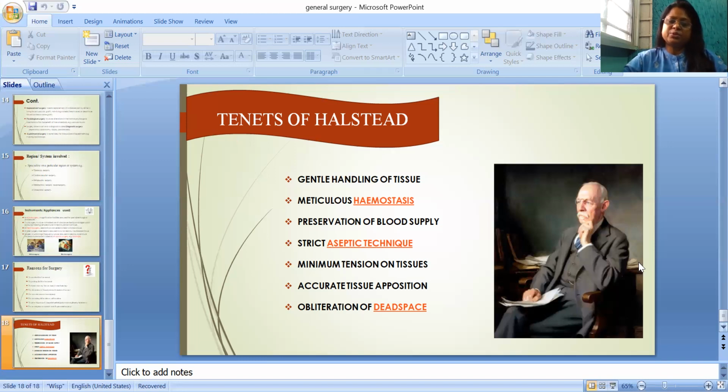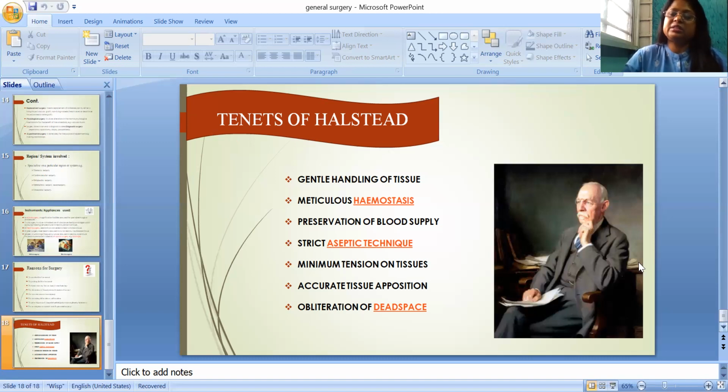Minimum tension on tissue means minimum use of suture material and minimum tension on tissue. Accurate tissue apposition means proper suturing. If there is not proper suturing, if the suture always breaks, then complications will occur. So accurate apposition is a very important thing during surgery.